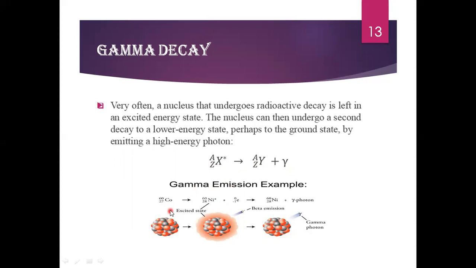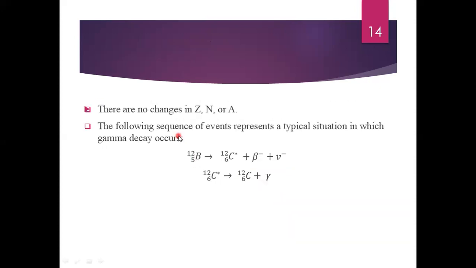So here is an example of the gamma decay in which cobalt undergoes beta decay and becomes an excited daughter nucleus, nickel, and then the nickel undergoes gamma decay and comes to the lower energy state. So when a nucleus decays by emitting a gamma ray, the only change in the nucleus is that it ends up in a lower energy state. So there are no changes in atomic number, proton number, neutron number, or nucleon number.